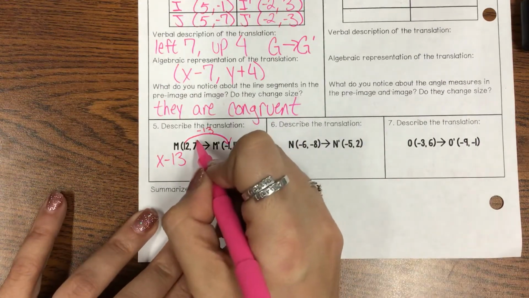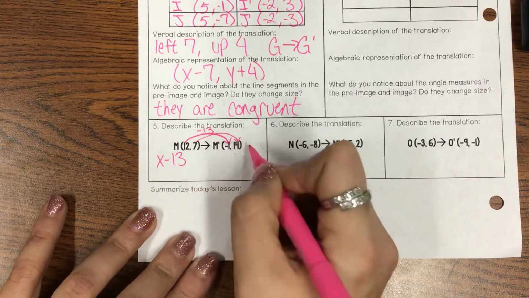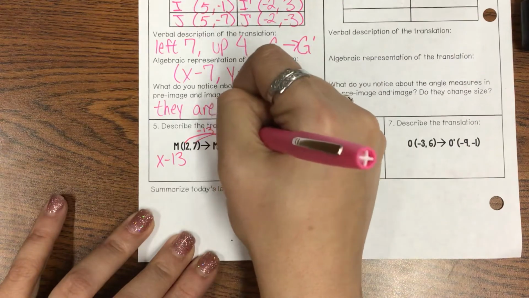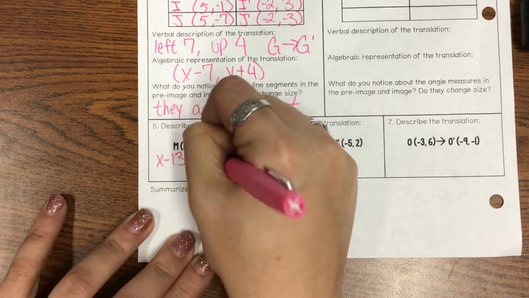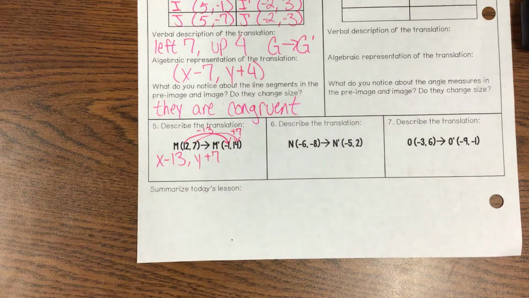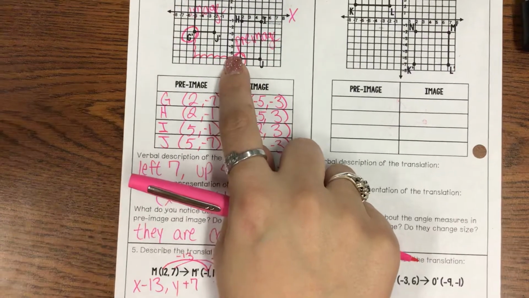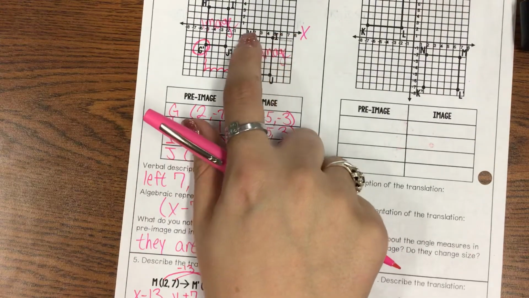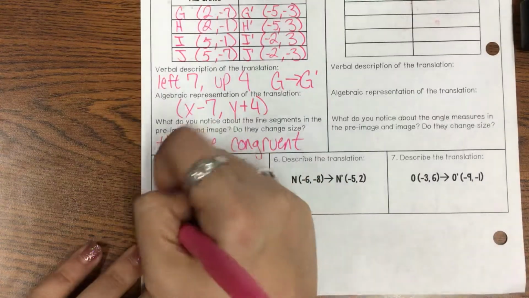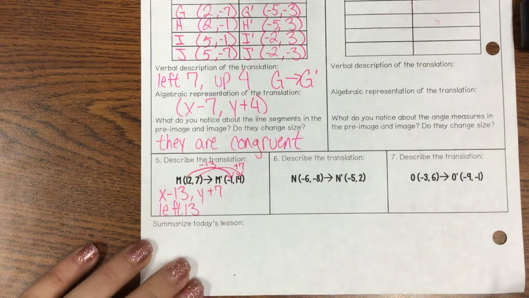My Y number is going from 7 to 14. Well, to move from 7 to 14, I need to be adding 7. So my Y number is adding 7. If I think about my X numbers and I'm subtracting, to make my X number smaller, I have to go left. So this is telling me that I'm going left 13.